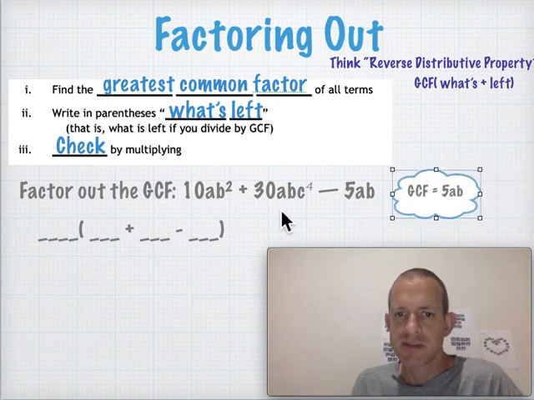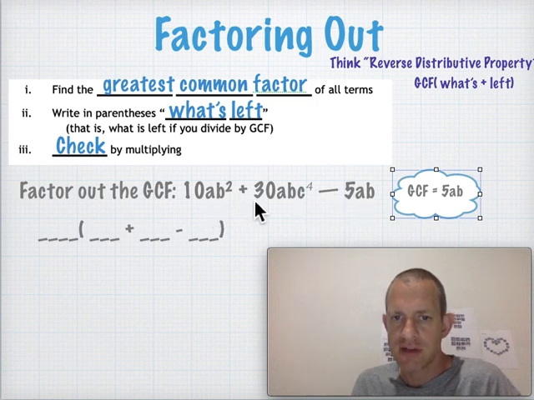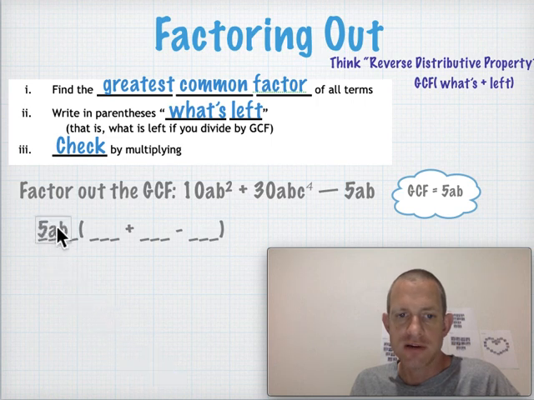And then what's the most amount of letter that they all have in common? They all have at least an A in common. They all have at least one B in common, but after that, they're a little bit different. And so the greatest common factor will be 5AB, and that's what I put in front here, 5AB.